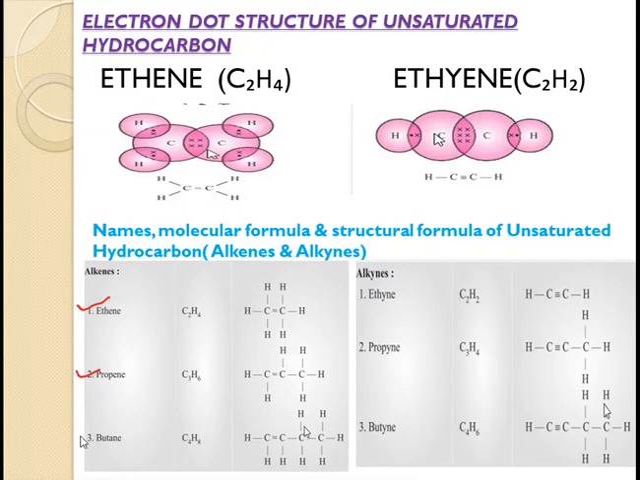In butene, 4 carbon atoms are present and 8 hydrogen atoms are present. So over there also we have to put one double bond between 2 carbon atoms, then only its valency will be satisfied. If we talk about alkynes, ethyne, C2H2, in this we have to put a triple bond between 2 carbon atoms. Propyne, 3 carbon atoms, we have to put a triple bond over there also, and in butyne, 4 carbon atoms, one triple bond is there over there also.